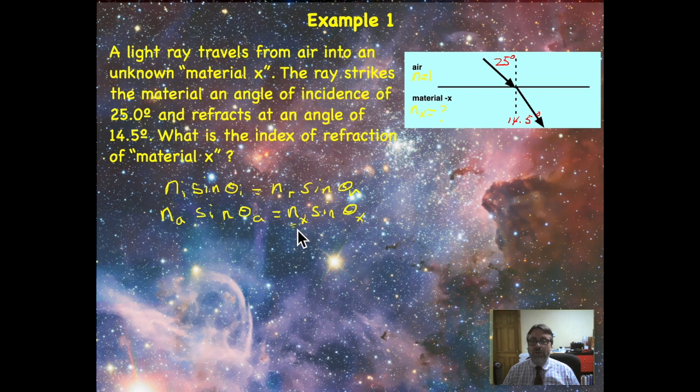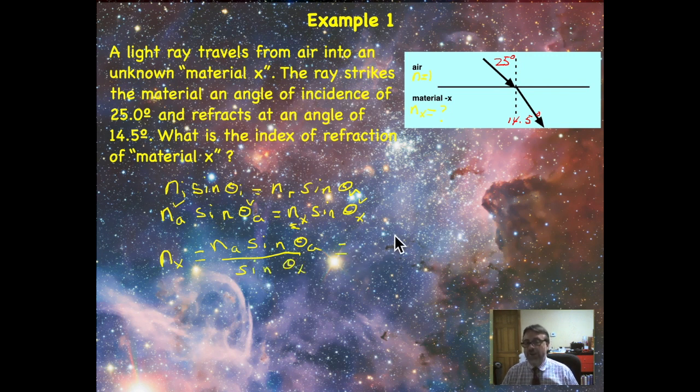Well, that's what I'm looking for. And I know what these angles are. And I know that the index of refraction in air is 1. So I only have one unknown. I just need to solve for this index, n. So nx is going to be equal to n in the air, sine the angle in the air, divided by sine the angle in material X.